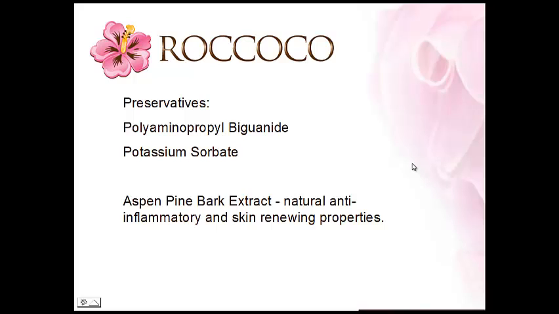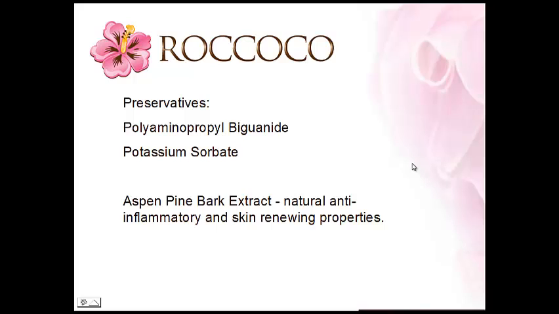So the only difference between the hydrating treatment lotion and the vitamin treatment lotion is the preservative. That is it. There is no difference between them. The vitamin treatment lotion still has niacinamide. It still has all the aquaporins in it. It's just that the preservative is aspen pine bark extract. And it's a natural anti-inflammatory, and it's also got skin renewing. So this would be a good choice, the vitamin treatment lotion, for those who do have acne.